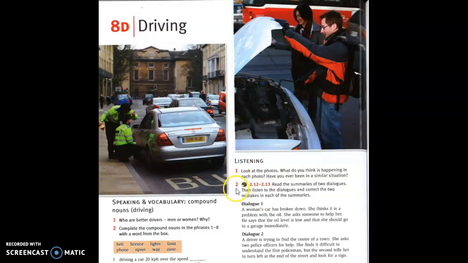Then, number 2, before they listen, they read the summaries of 2 dialogues. Then they listen to the dialogues and correct the 2 mistakes in each of the summaries. Dialogue 1 is where the woman's car has broken down, and in dialogue 2, a driver is trying to find the centre of a town. So there are some mistakes in each of the summaries, and the students need to listen to the 2 dialogues and identify the 2 mistakes in each one.